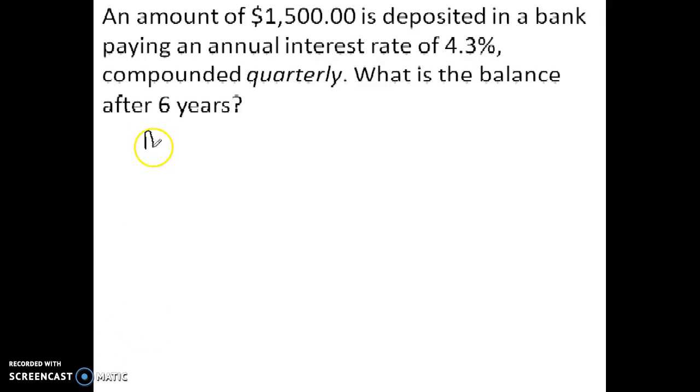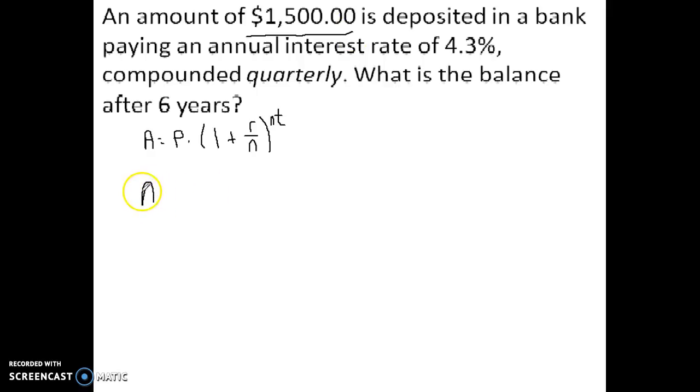So we're going to be using that formula that we just discussed. That is A equals P times (1 plus R over N) all raised to the nt power. And how I approach these problems is I just look at the problem and identify what the parts are. For example, my P value is going to be $1,500. So let's go ahead and write this out.